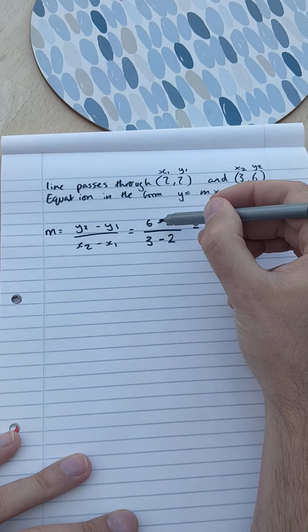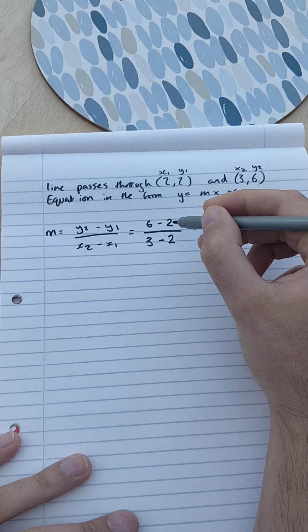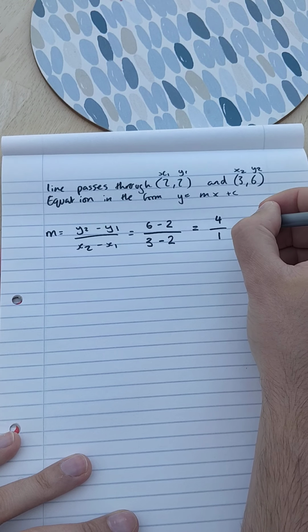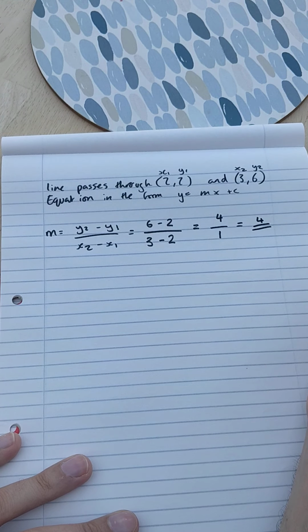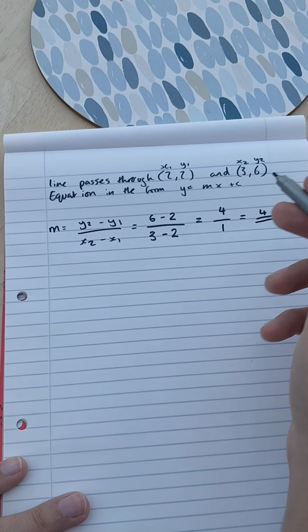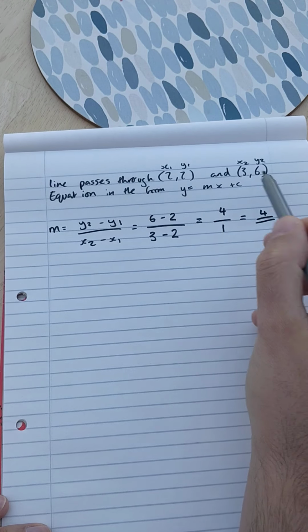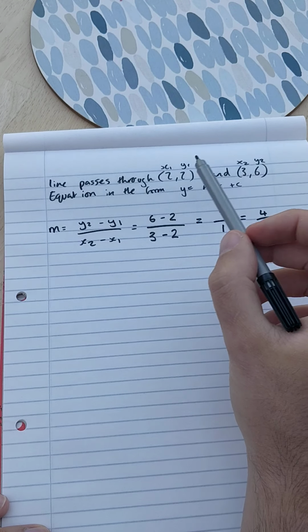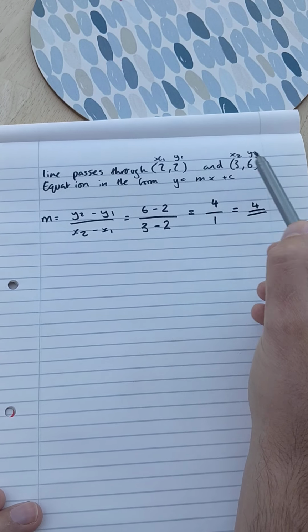So here I get 6 take away 2, which is 4, over 3 take away 2, which is 1. So I'm left with a gradient of 4. Okay, my m is equal to 4. Now I've got a gradient and I've got 2 points. Now I can work out the equation of the line with just one of them. So you can pick one of these. It doesn't matter which one you use.